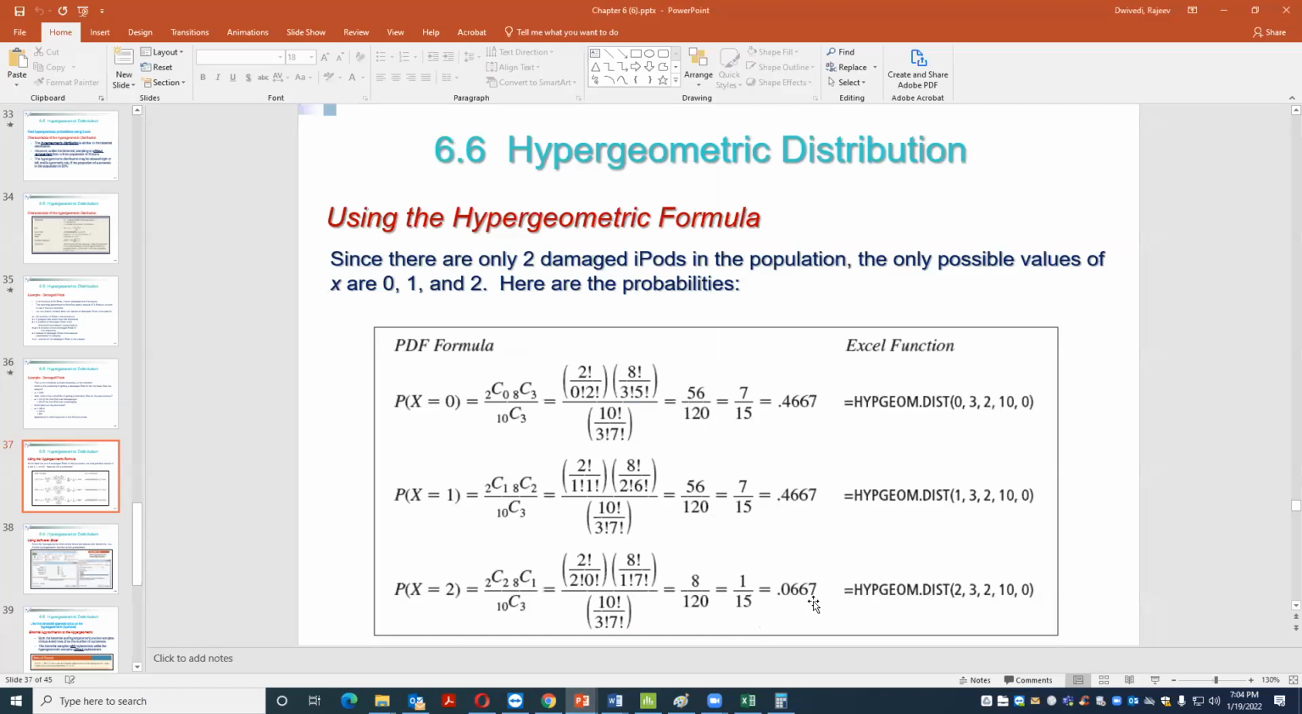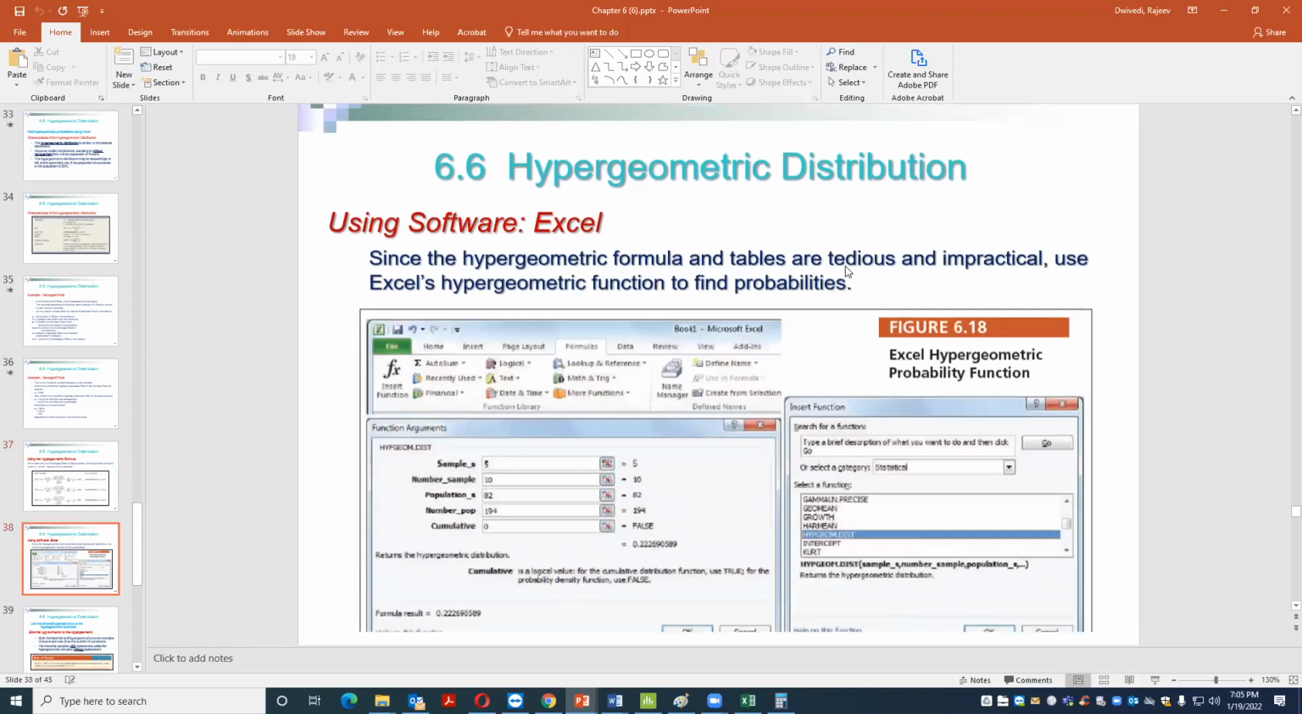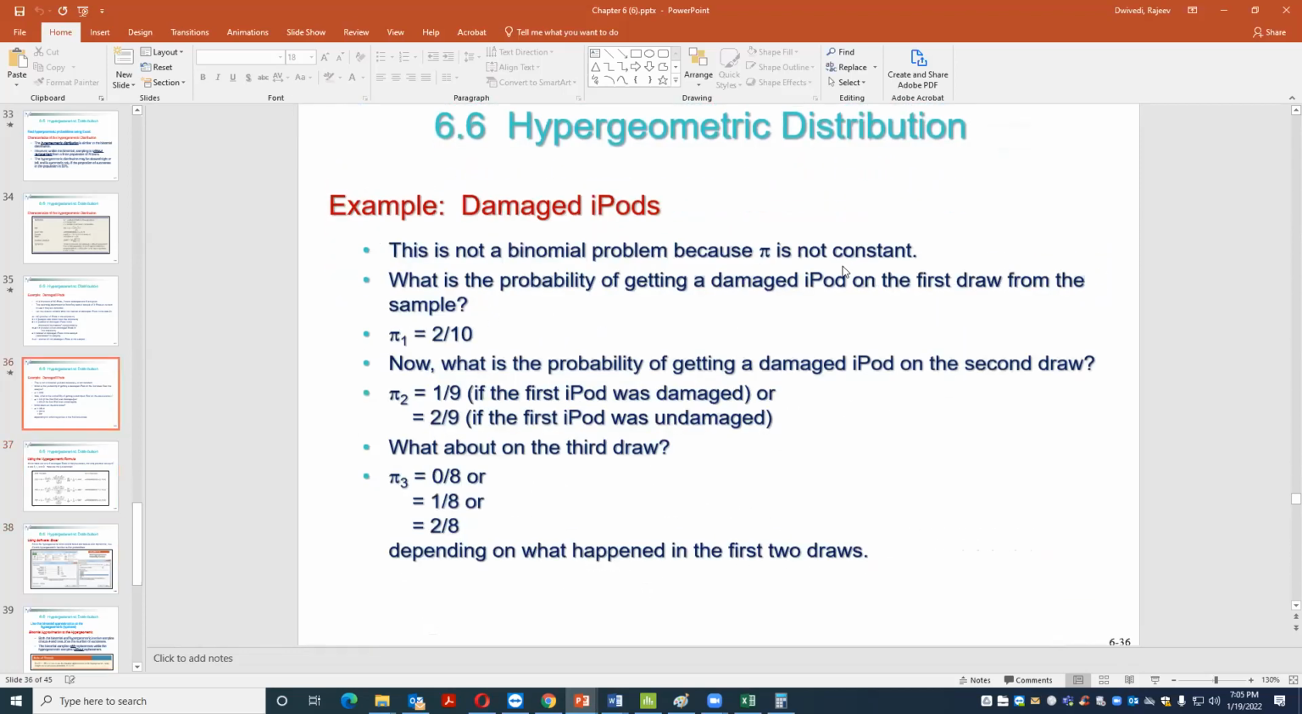So this is when do we use it? You can use this distribution if n upon N is less than 5%. You can directly convert this into the binomial distribution. So this is hypergeometric.